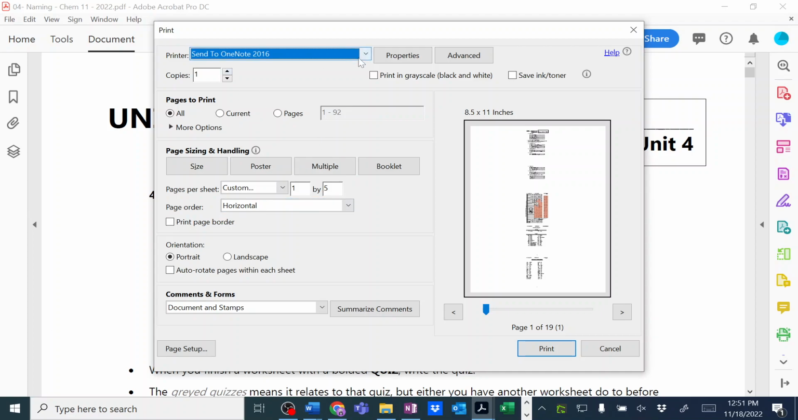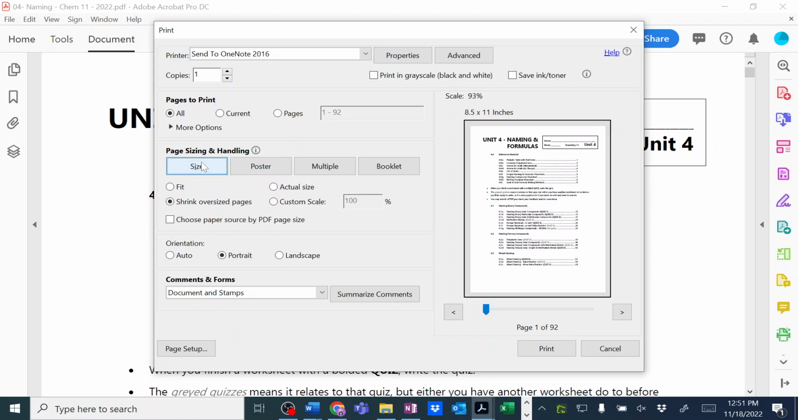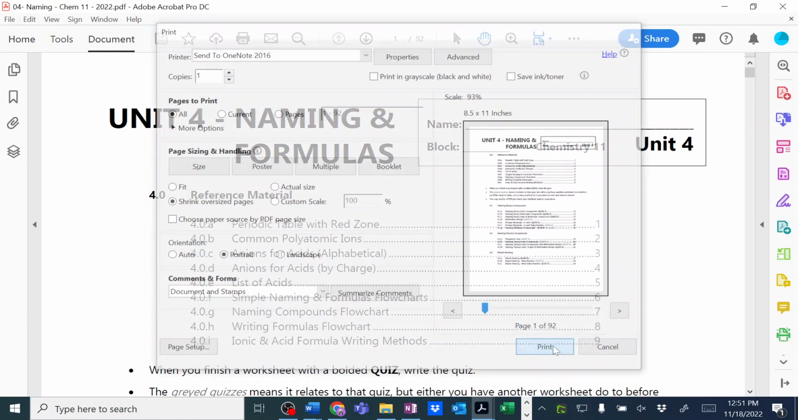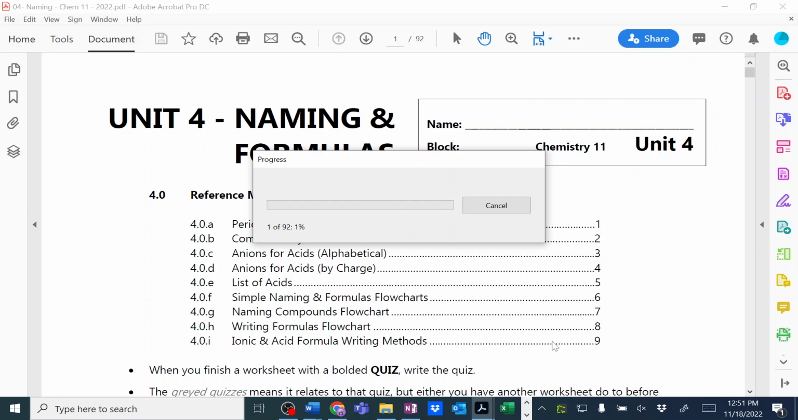Yes. Just 1 second, I have to make this normal again. I need this to go to size. There we go. Okay. Print. There we go. Yes. You do your work. Yep. You write it. You bring it here.